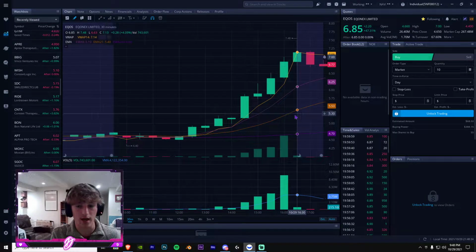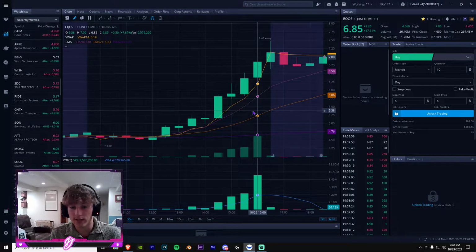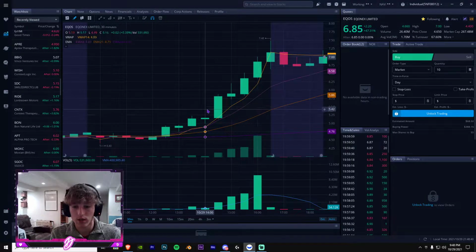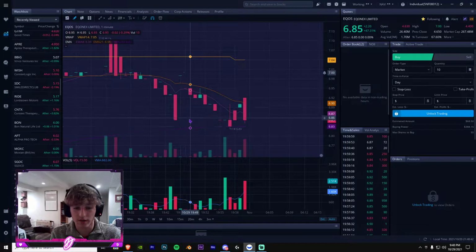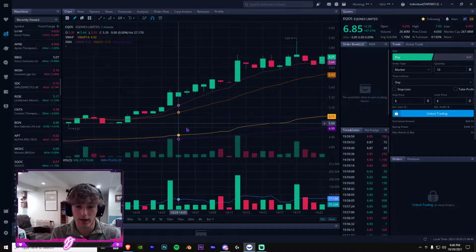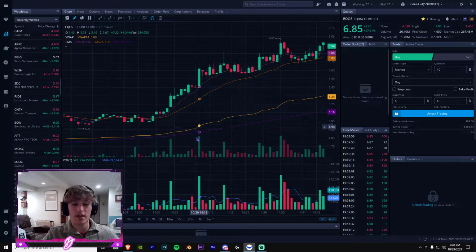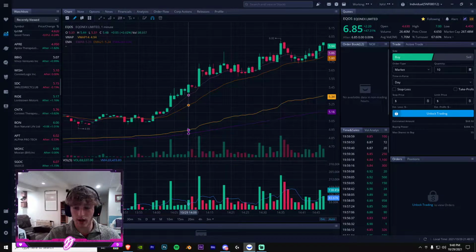And so I like to use market order when a stock has a lot of momentum. So see how all this volume comes in. This is going up pretty fast. And if we look at the 1 minute, look how fast this is going up.